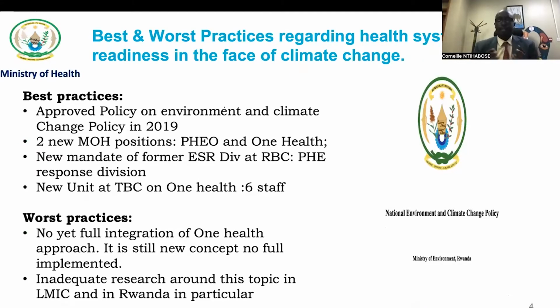There are some best practices we can share. We start with the policy on environment and climate change, which was adopted in 2019. It has some strategic directions where the government is positioning itself on environment and climate change, and what actions can be done. And this policy is accompanied by a strategic plan, which has many activities we can conduct by increasing awareness and some interventions we can do on the ground in order to curb the impacts of climate change on many sectors, including ours, health.